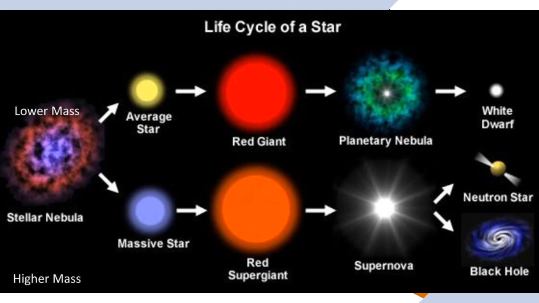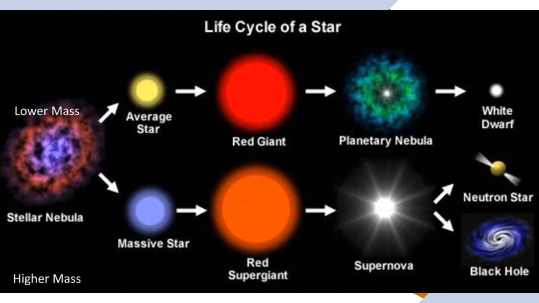It'll become an average star. It'll become a red giant. It'll become a planetary nebula, in which it loses all the outer shells of the star, of where it was going through this fusion process, and then you're just left with this little thing called a white dwarf.